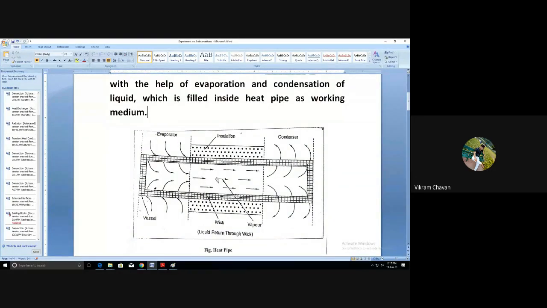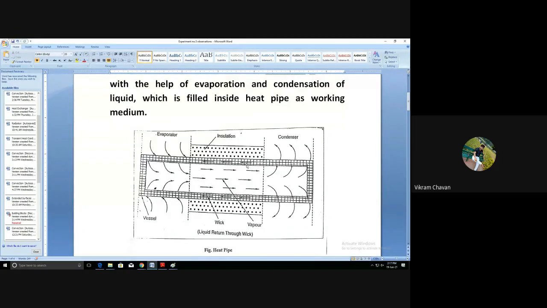In that middle part of a heat pipe, the working fluid is present in the core part in vapor form, whereas in the wick structure the liquid is present, and both fluids flow opposite to each other, in opposite directions. So that middle part is called the adiabatic part or adiabatic section of a heat pipe.